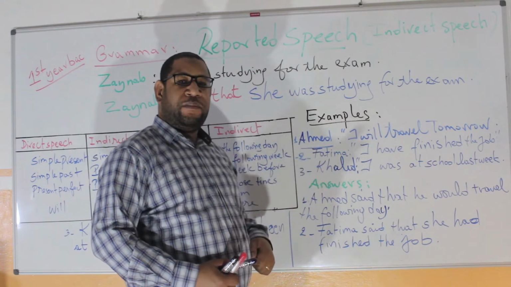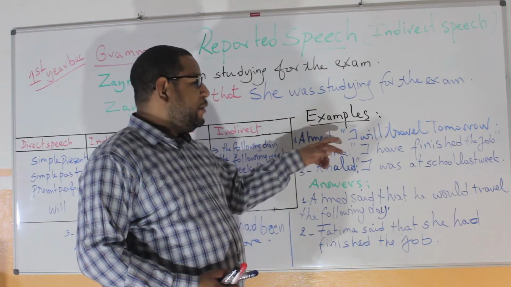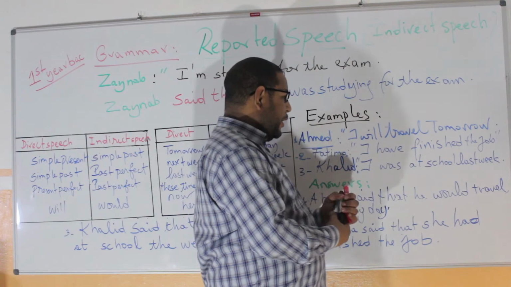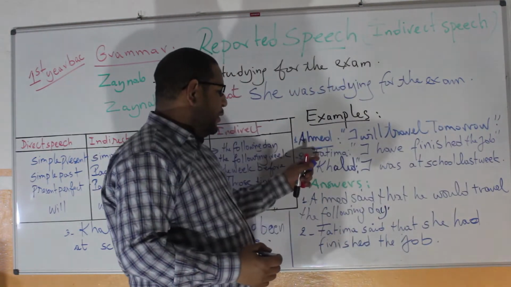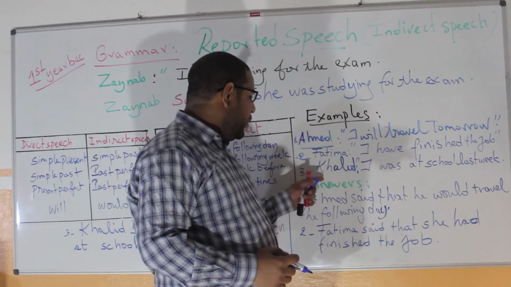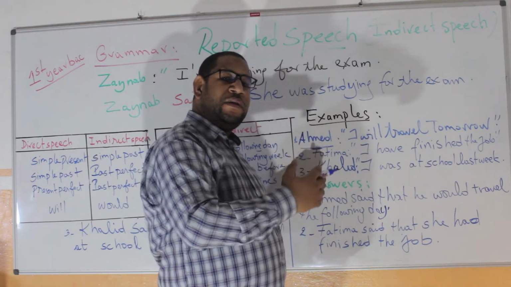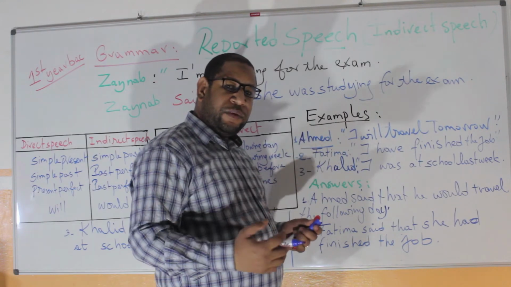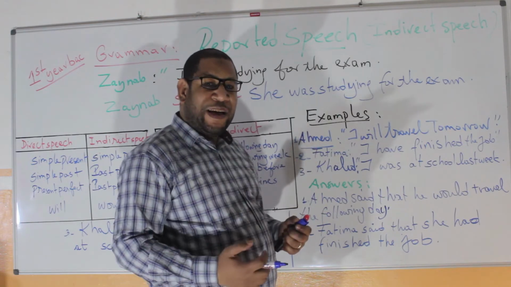Now let's see some examples. Ahmed, with inverted commas: "I will travel tomorrow." Fatima: "I have finished the job." And Khalid: "I was at school last week." All these sentences are direct speech. We want to report them, to change them to indirect speech.